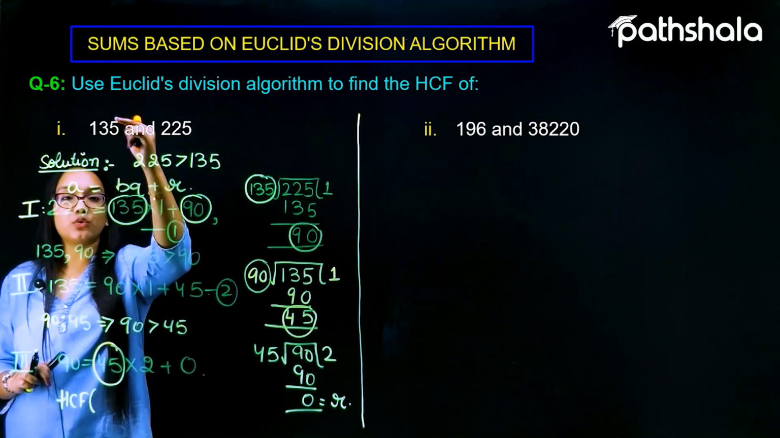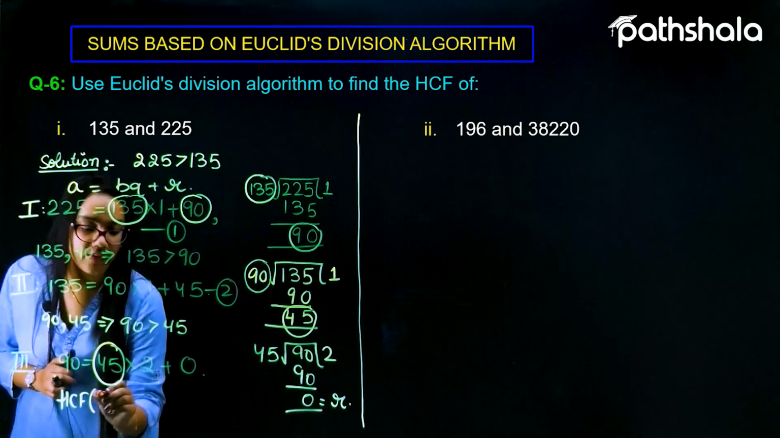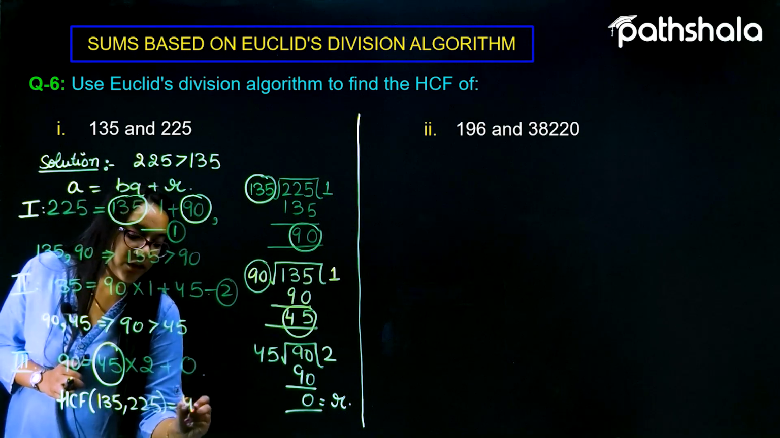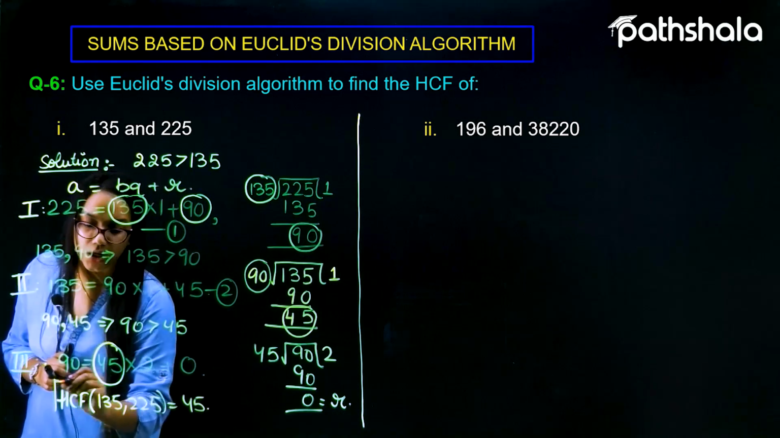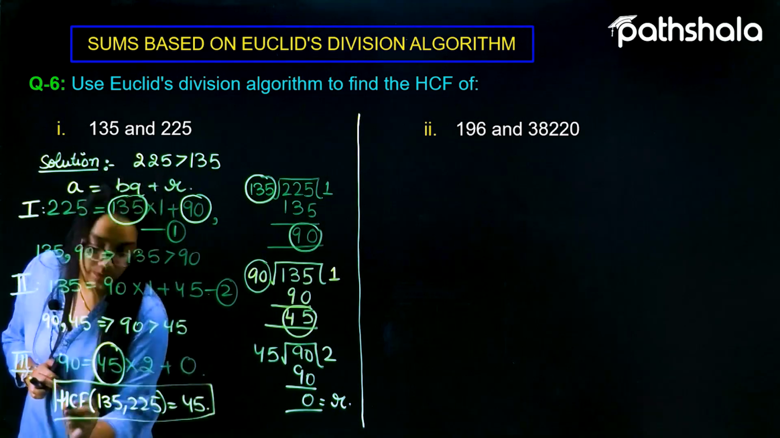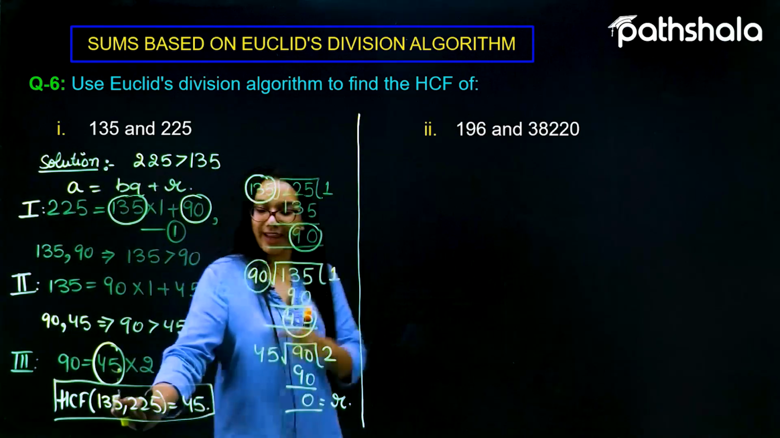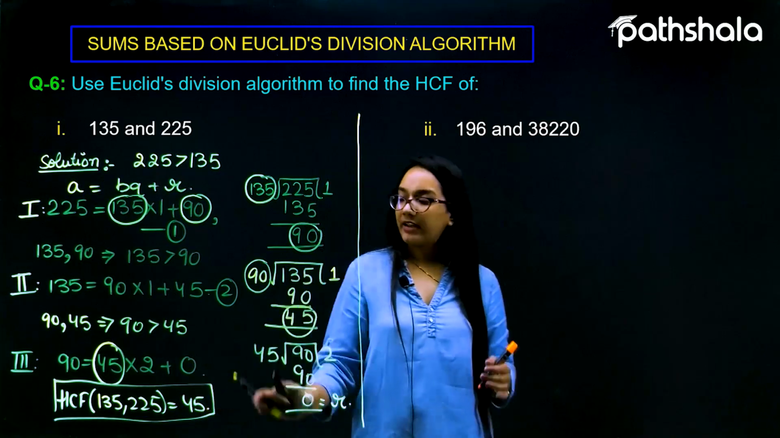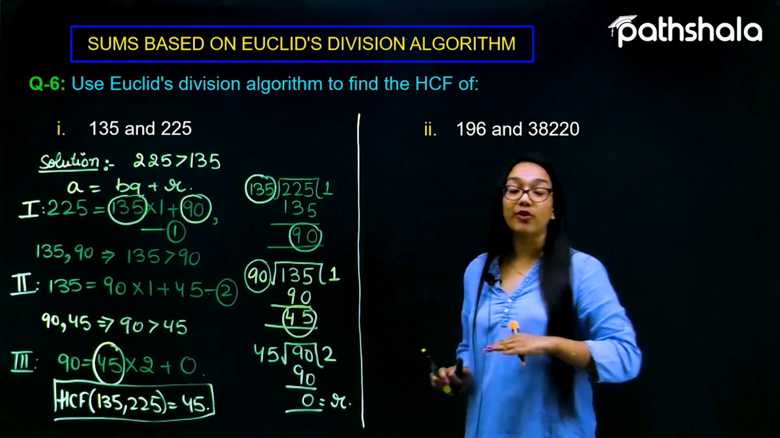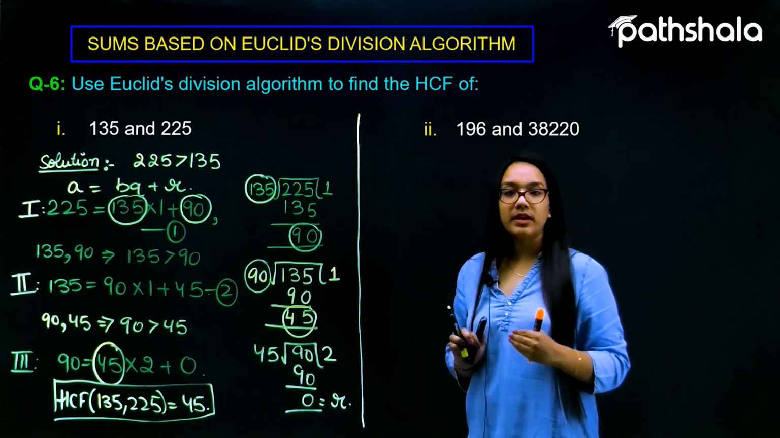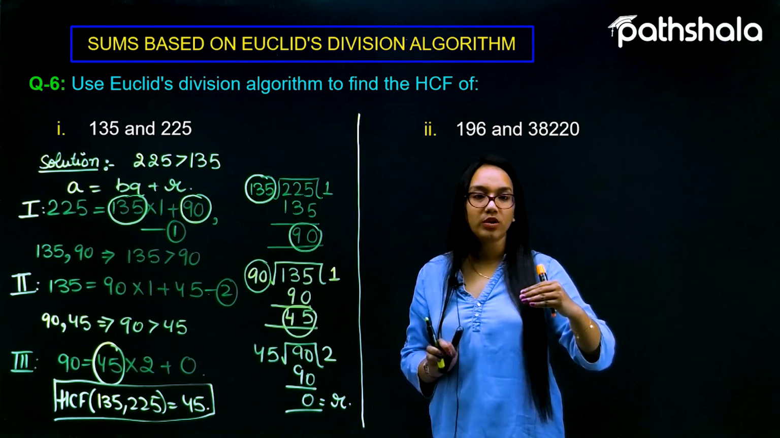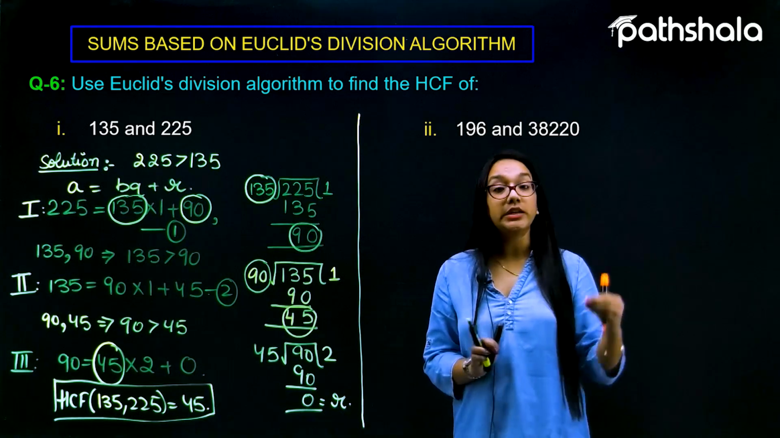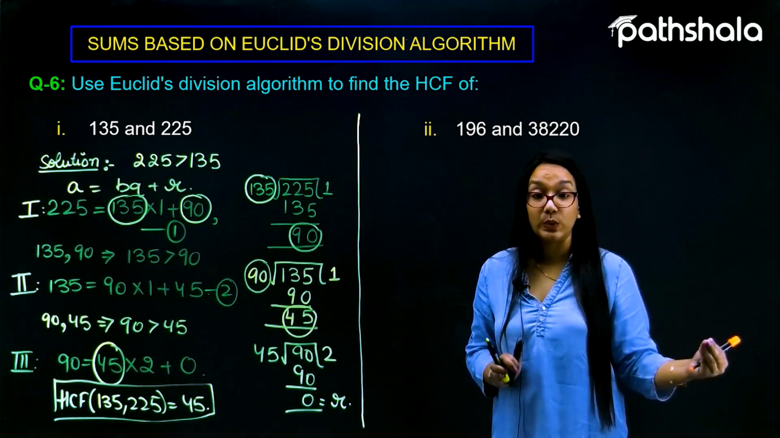So at the end, we can write the HCF of the two numbers 135 and 225 as nothing but 45. So this is my answer. You can write it in this formation that the HCF of A, B or B, A is 45. So the HCF of these two numbers is 45. I hope the concept of applying the Euclid division algorithm is all clear to you, that you have to apply the Euclid division lemma till the remainder is equal to 0.